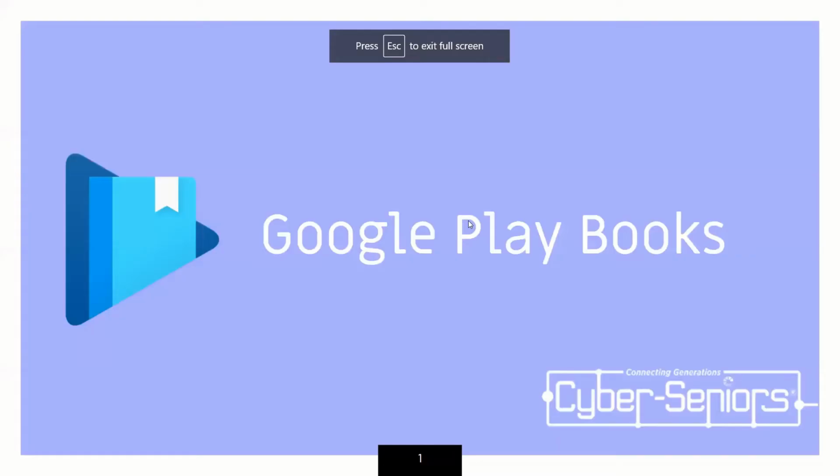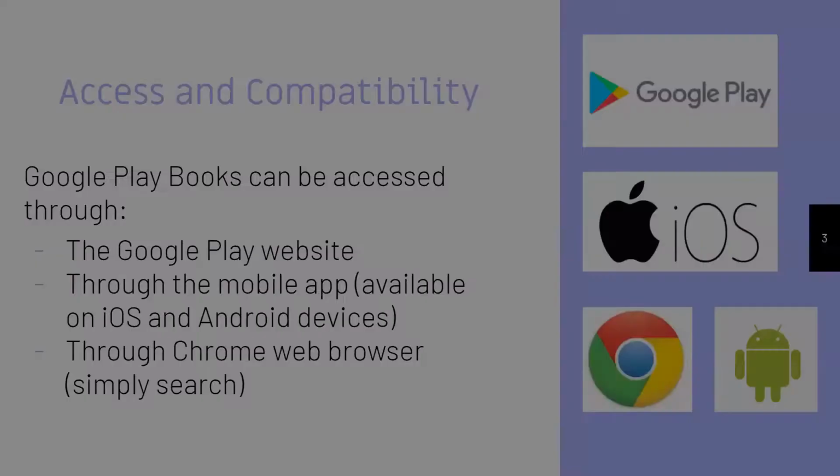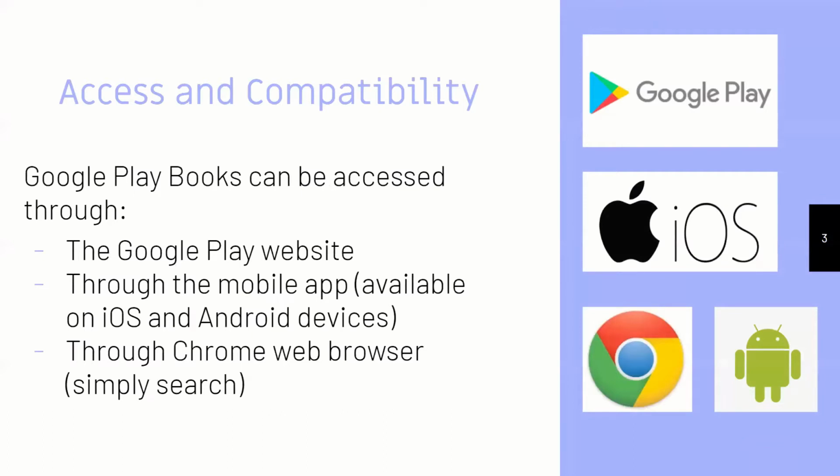So today's webinar is on Google Playbooks. So what is Google Playbooks? Google Playbooks is an app that is designed for you to download ebooks, comics, textbooks, audiobooks, manga, and more. Google Playbooks can be accessed through the Google Play website, through the mobile app, which is available both on iOS and Android devices, and through the Chrome web browser. If you simply search for Google Playbooks.